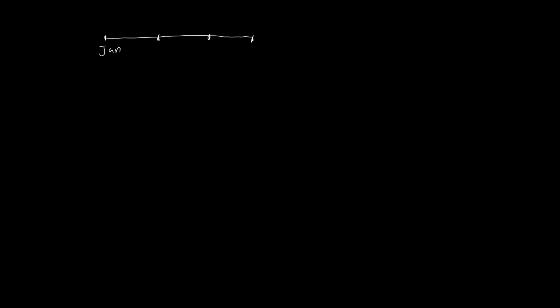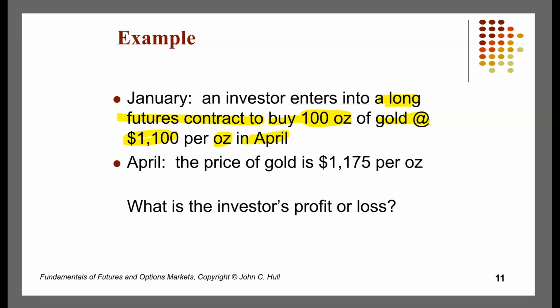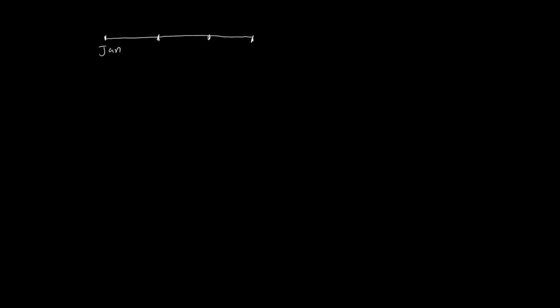In January we enter into a transaction, and what is that transaction? That transaction is the purchase of 100 ounce of gold for $1,100 per ounce. So we go back here, we're saying we want to buy 100 ounce of gold at the price of $1,100 per ounce, and we signed that contract today. We said we will do that in April. So that's our futures contract. Now comes April, and this is April, it's February, March, and then April.